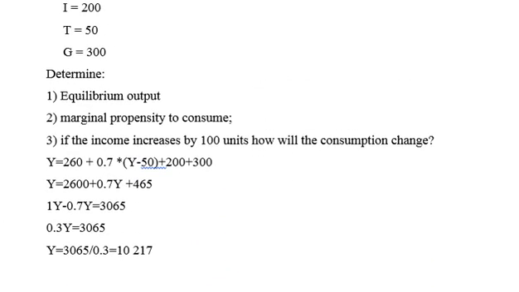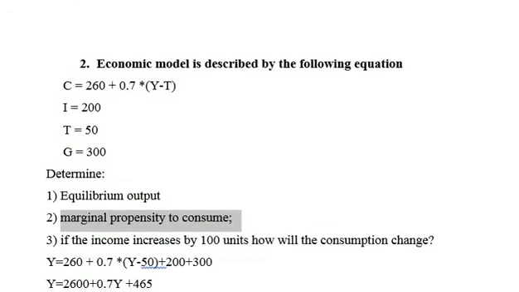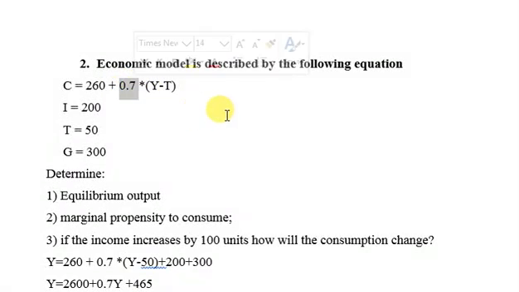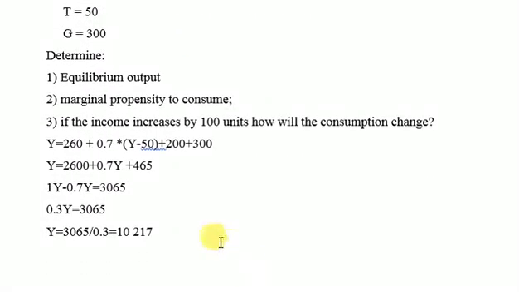But we had other tasks to do. Marginal propensity to consume. Marginal propensity to consume can be taken straight from the consumption function. It's the coefficient before Y, so it is 0.7. We can just write it like that: MPC equals 0.7.